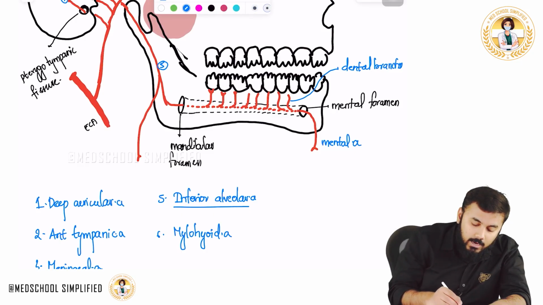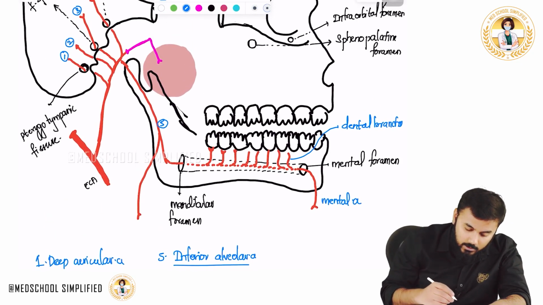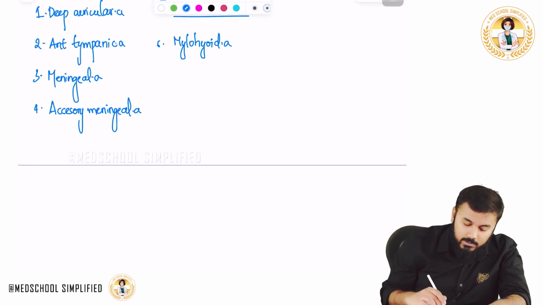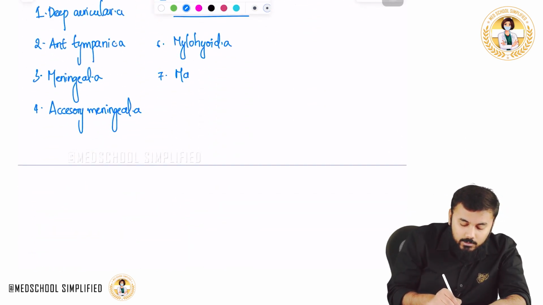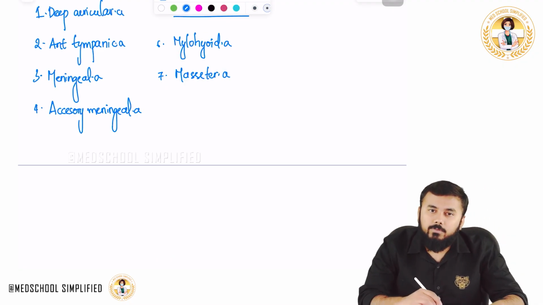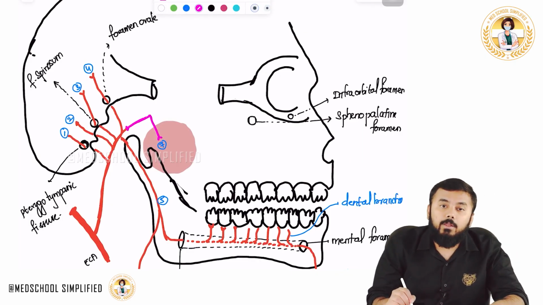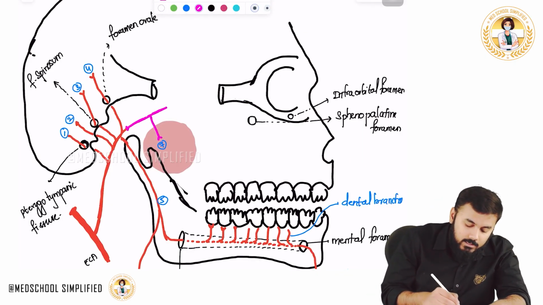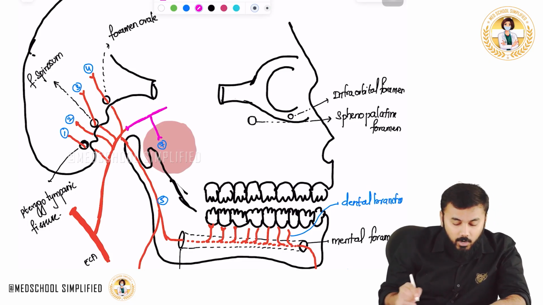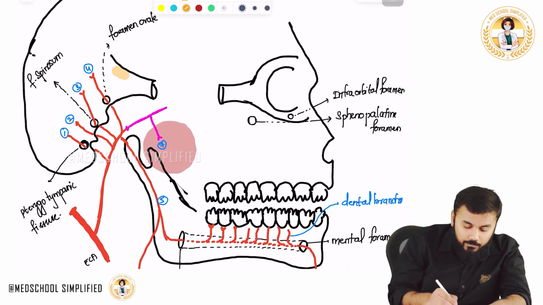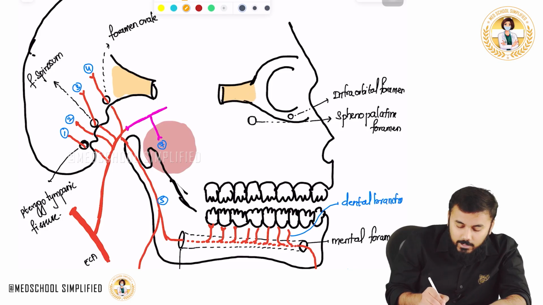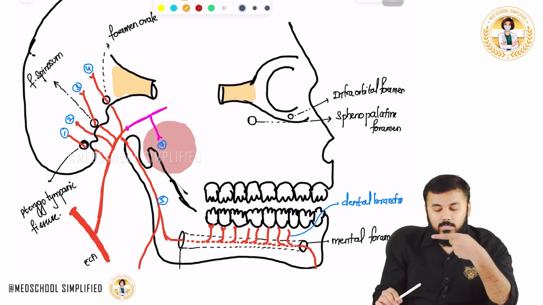So I will write it as artery number 7. This artery number 7 is called your masseter artery. Now after this, what is going to happen? It will come all the way like this, and this process is your pterygoid process. See, this bone over here is called your pterygoid bone.